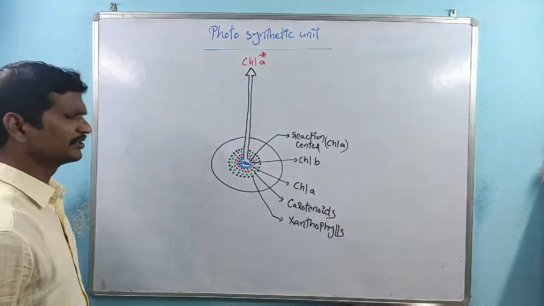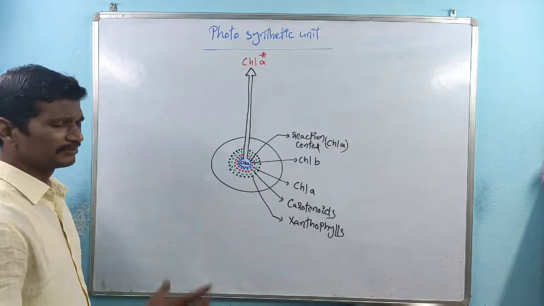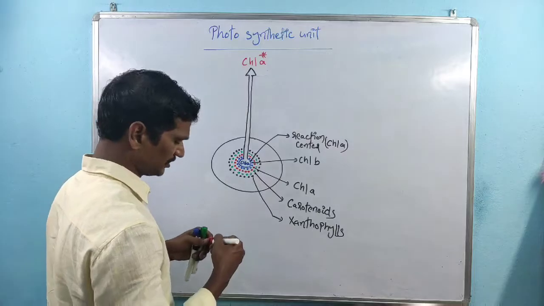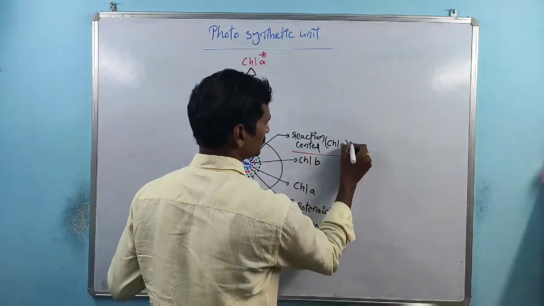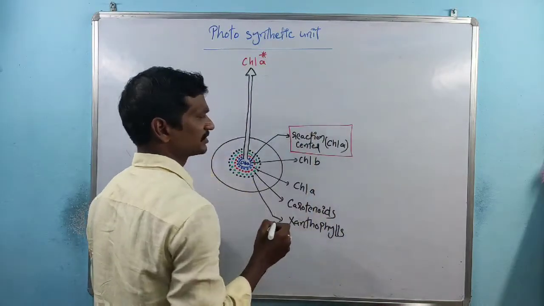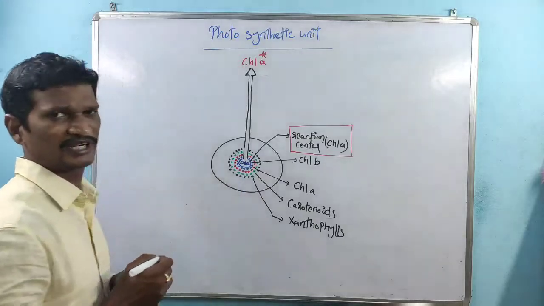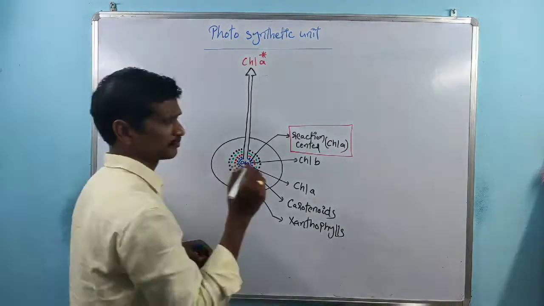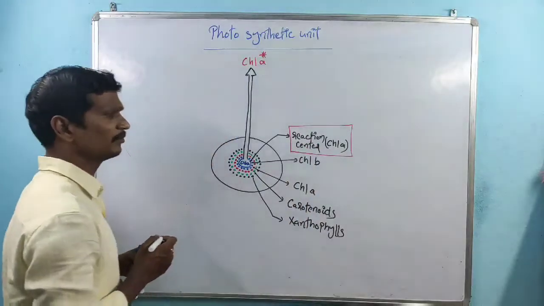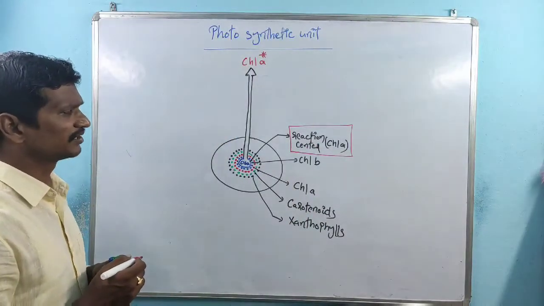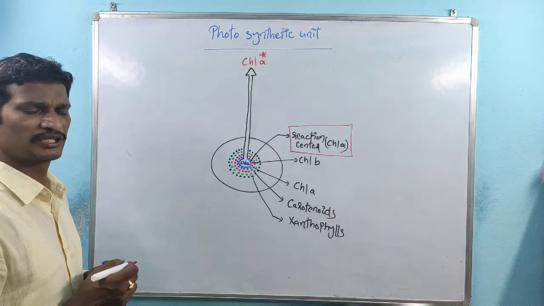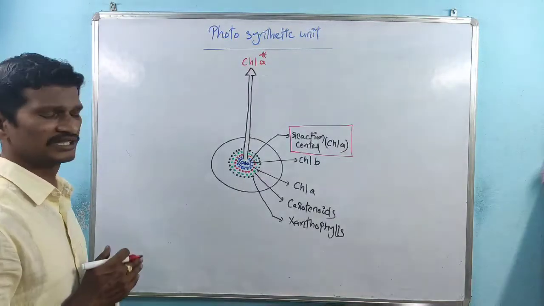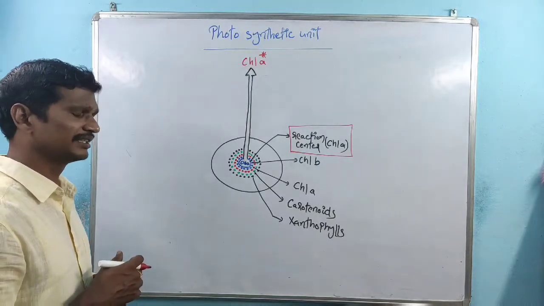We already know about the composition. See, within that case, how the arrangement takes place. At the center point there is a reaction center. The reaction center is nothing but chlorophyll A. Remember, this is a very special and modified chlorophyll A molecule. Finally, the energy contained in the accessory pigments is grabbed, or taken, by the chlorophyll A, right?